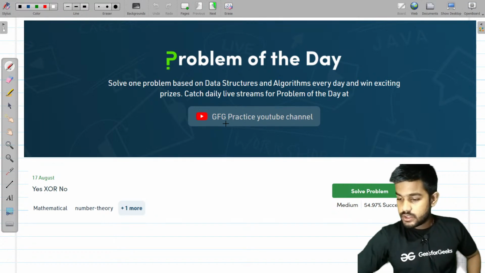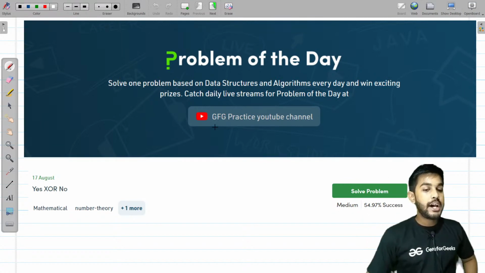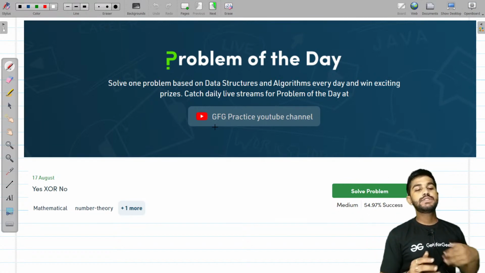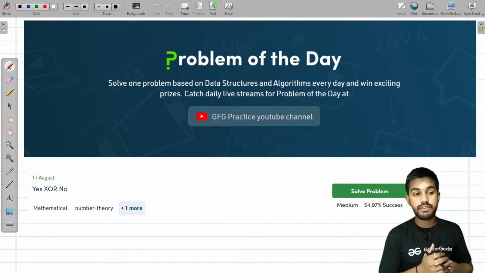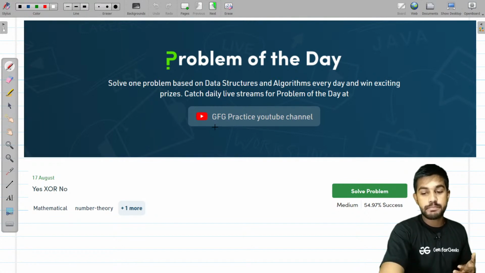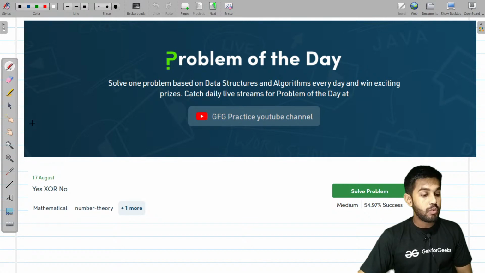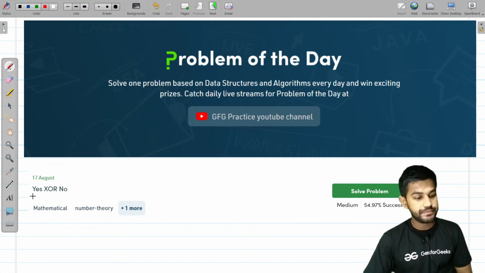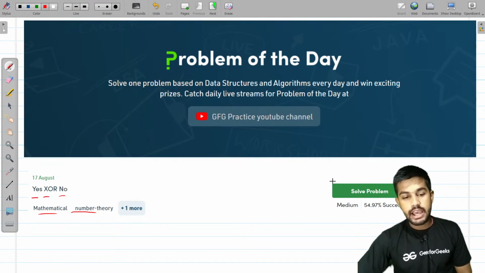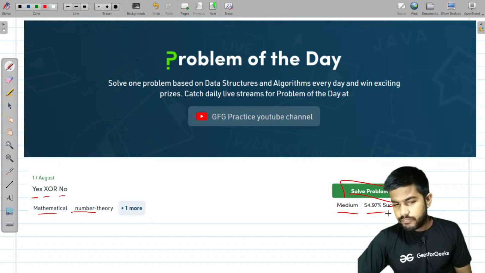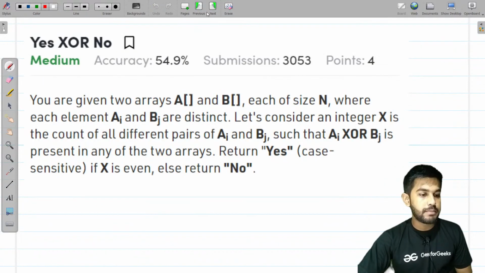Okay, so let's start. I am Siddharth Hazra, mentor at Geeks for Geeks. I am a 5-star rated coder at CodeChef, expert at Codeforces, and today we would be discussing yesterday's Problem of the Day. Yesterday's problem of the day was Yes XOR No. This is a number theory problem with a mathematical approach, and we would solve this problem. It is a medium level problem with a success percentage of roughly 55%. Let us see the problem statement.